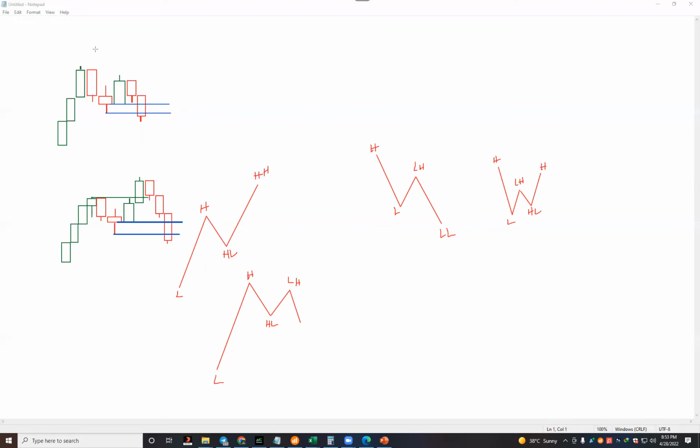So now you will understand when the weak support will work as a continuation and when it will work as a reversal. These two points you need to understand. That is the structure. If the price comes from the higher high, then this weak support will show you the reversal. When the price comes from the lower high, it will be the cause of continuation. Okay.